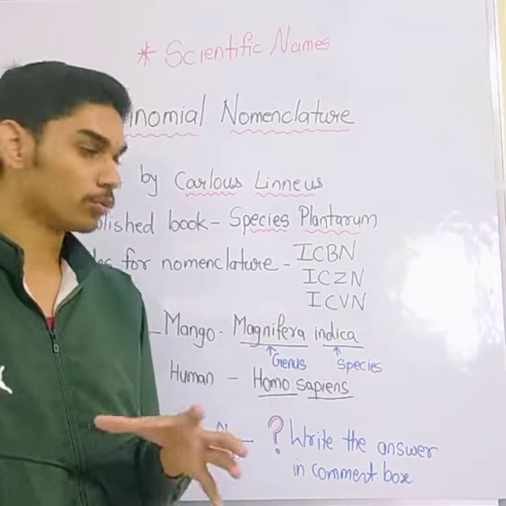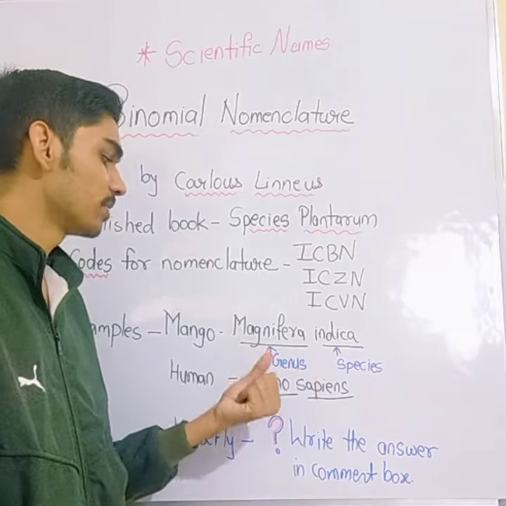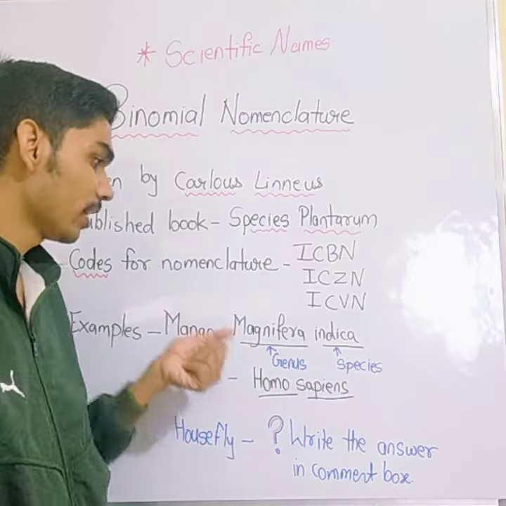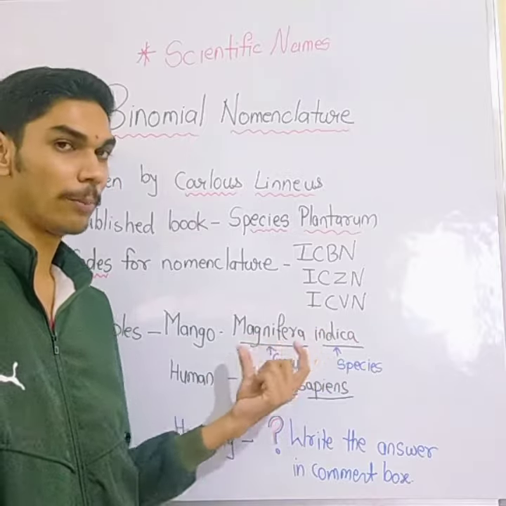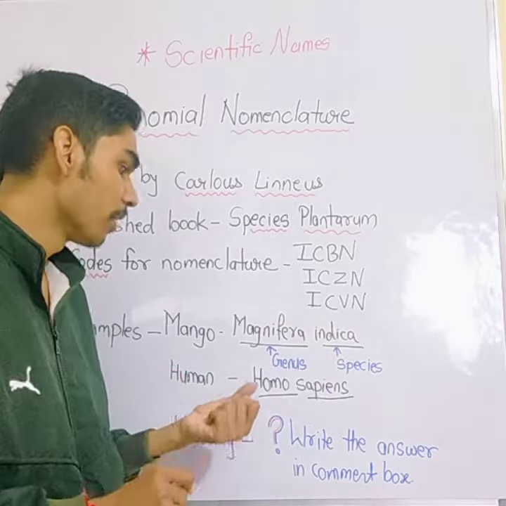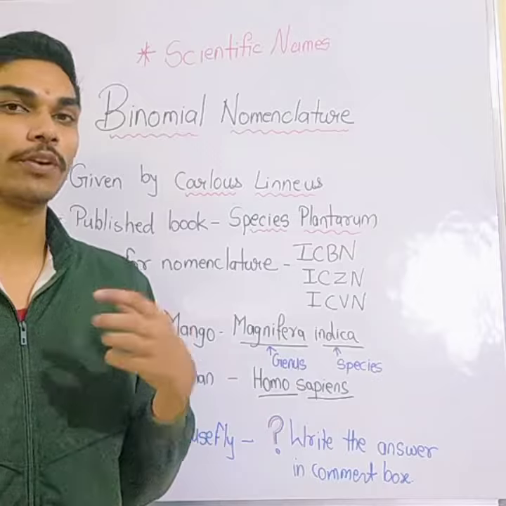There are certain rules. The first letter representing genus should be written in capital, and species written in small, and both are underlined separately. While in printing, it is in the form of italics.